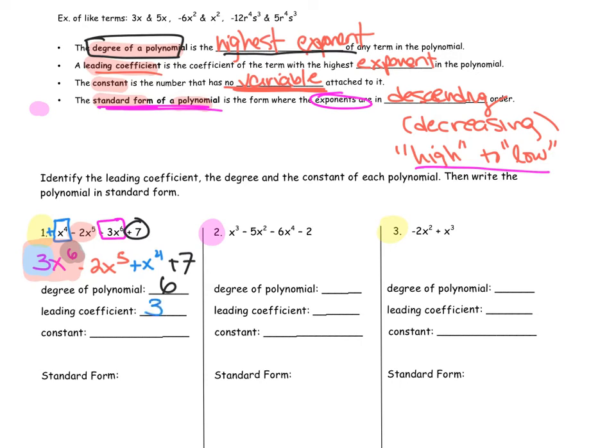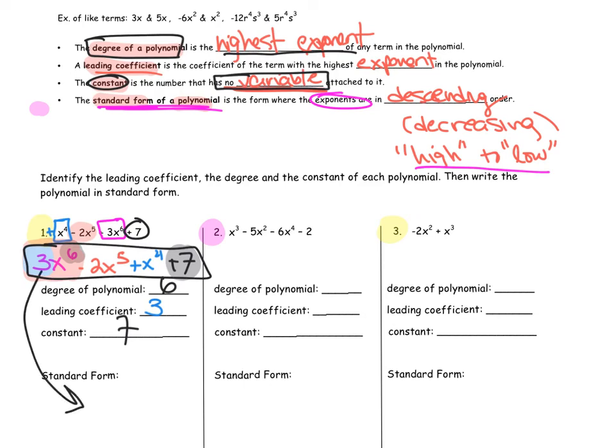The constant is the term that has no variable. The only one that has no variable is right here, 7. So there's my constant, 7. And we already wrote this in standard form right here. So really this information goes right here. Okay, you guys are going to try 2. I'm going to go over 3 with you. So maybe take a second to try 2, and then we'll do 3 together.